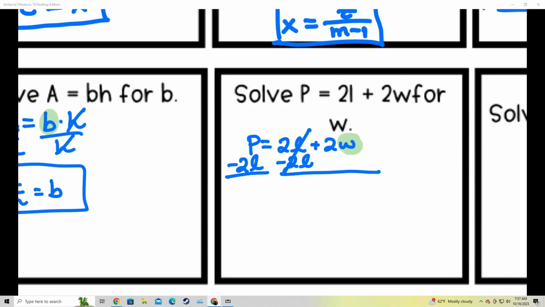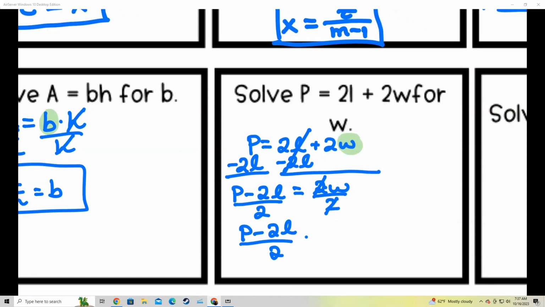These are going to cancel. I get p minus 2l is equal to 2 w's. How do I get rid of that 2 in front of the w? Remember, there's an imaginary dot there because there's no operation. So then that's a times 2. To get rid of the times 2, we're going to divide by 2. These are going to cancel. I'm left with p minus 2l over 2 is equal to w.